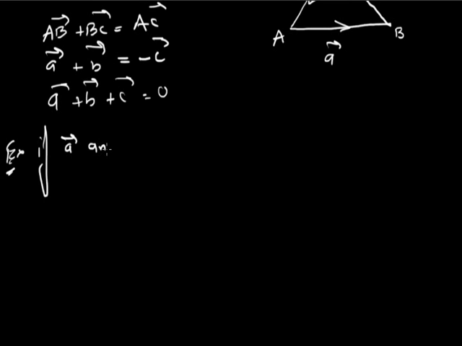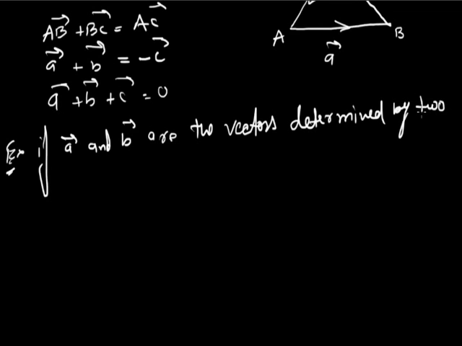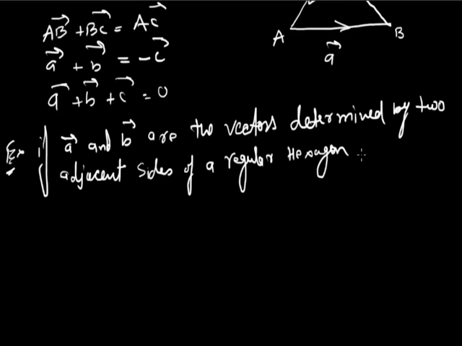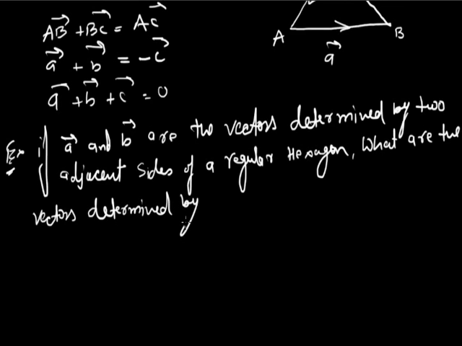If a vector and b vector are the vectors determined by two adjacent sides of a regular hexagon, what are the vectors determined by the other sides taken in order?